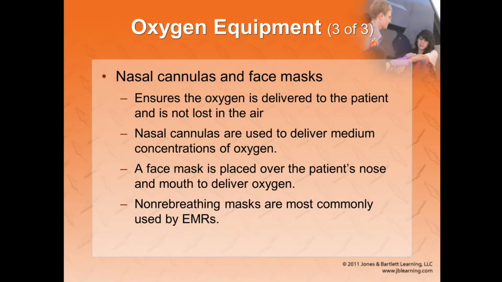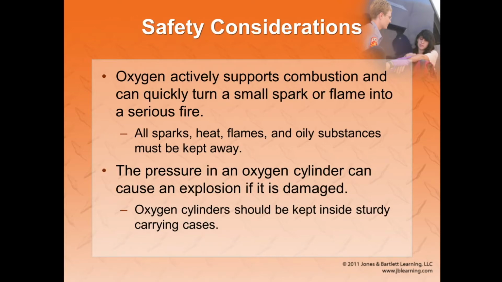So your nasal cannula is this little two prongs that go into the nose, and then the tubing you would wrap around the ears. That's going to deliver your lesser amount of oxygen for mild cases of difficulty breathing, or maybe some cardiac event. You might put on a nasal cannula, again, for your minor cases.